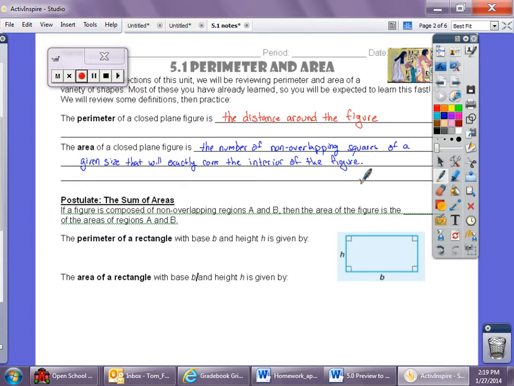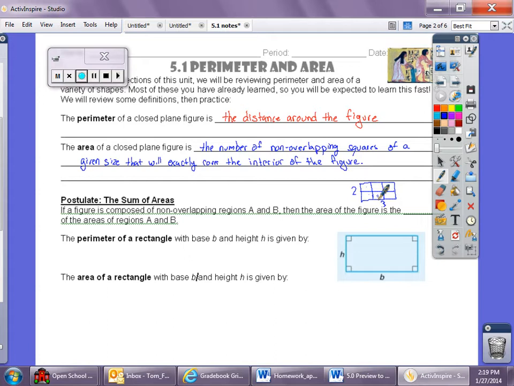So if you would draw something, this is 2 by 3. Well, that has 1, 2, 3, 4, 5, 6 squares. So we know that the area is 6. So this is 2 by 3. That's an area of 6. There's 6 non-overlapping squares of that plane figure.